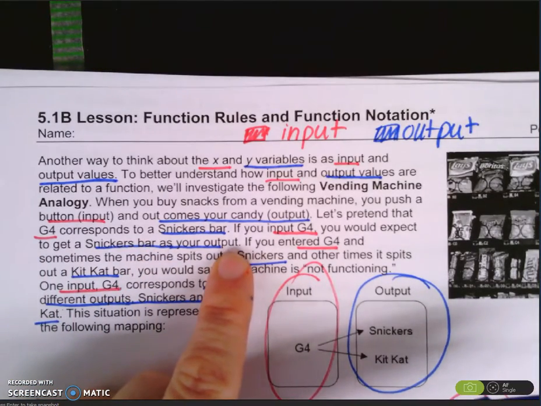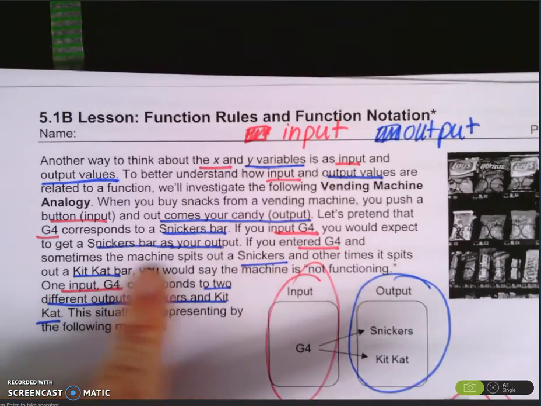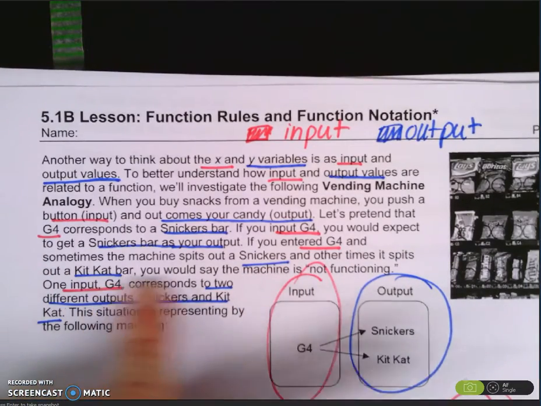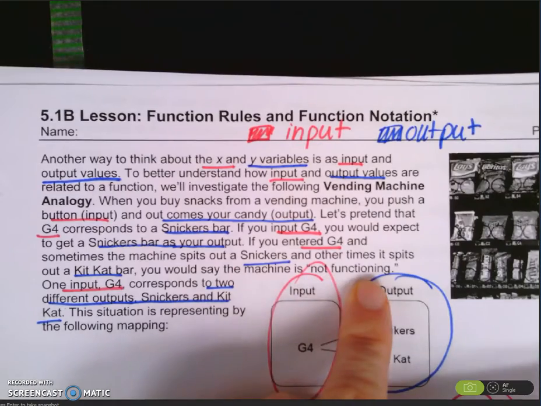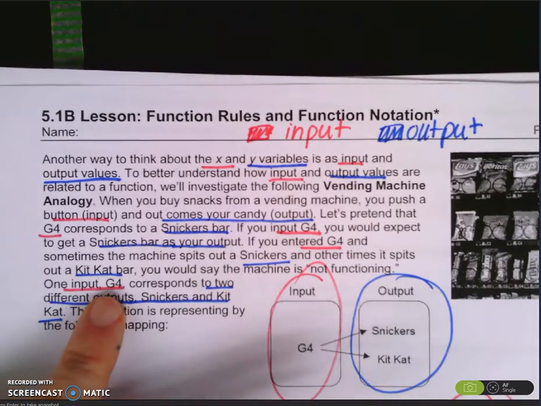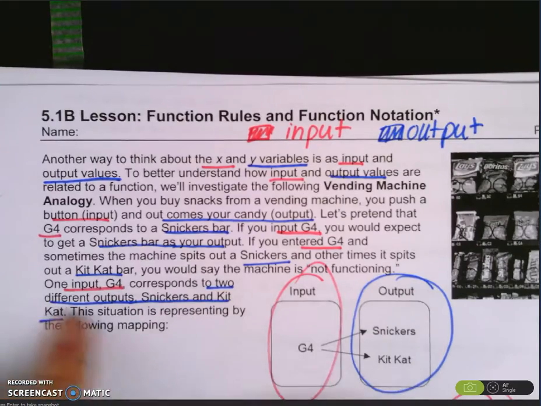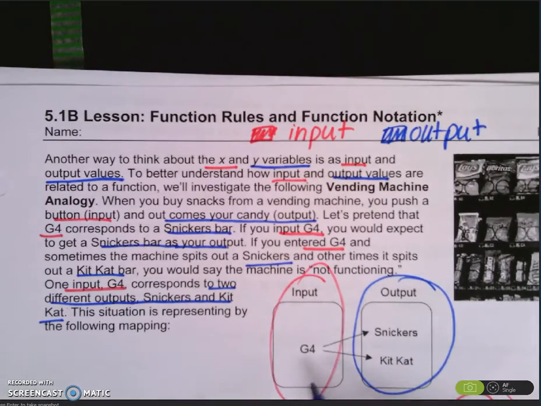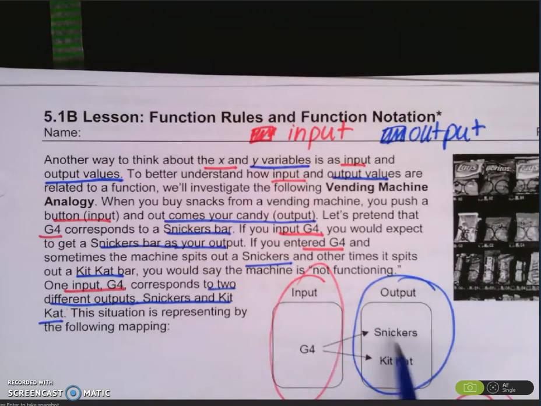Your output is determined by the button you push. If you enter G4 and sometimes the machine spits out a Snickers, but other times it spits out a Kit Kat bar, you would say the machine is not functioning. One input, G4, corresponds to two different outputs, Snickers and Kit Kats. This situation is represented by this mapping. Notice my input of G4 could go to a Snickers, but it could also go to a Kit Kat. Is this a function? No, it is not a function.